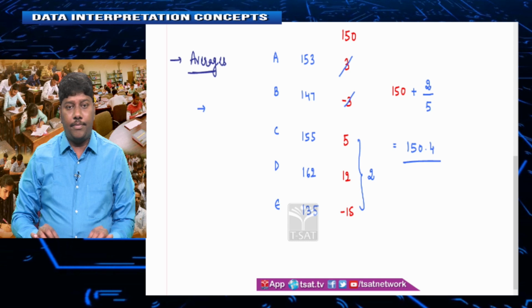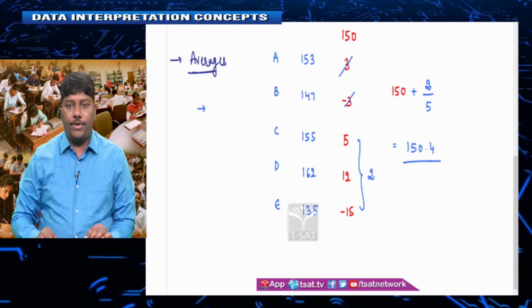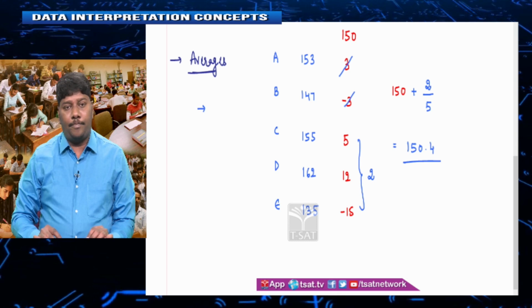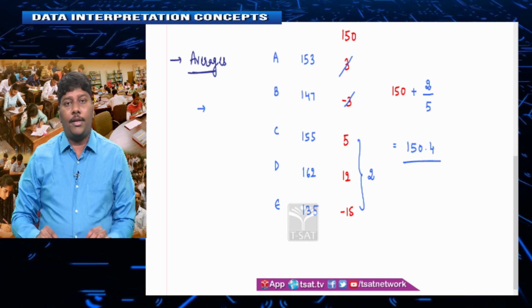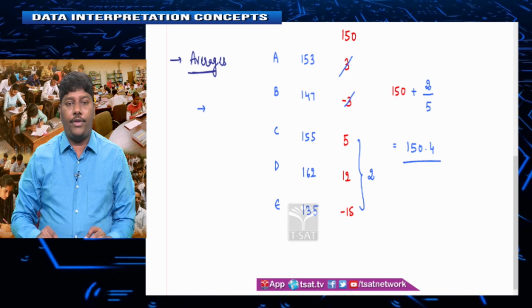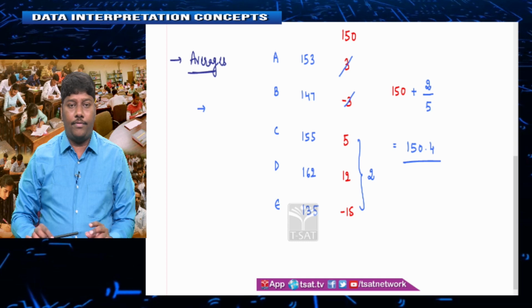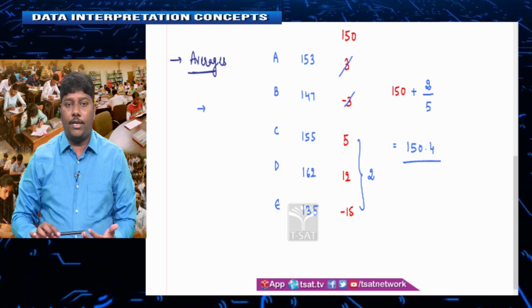Now, what is the reason behind this? Why are we taking these deviations and dividing them by 5? I will tell you. Now, one more thing to learn here. If I ask you what is the total number of cars produced by A, B, C, D, E, in the exam, adding 153, 147, odd numbers like these.